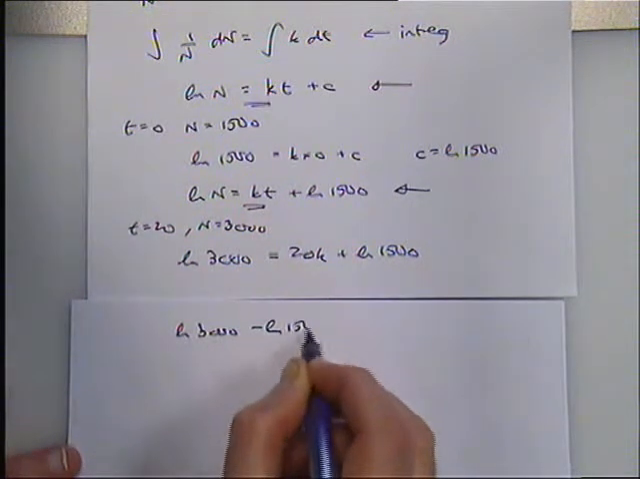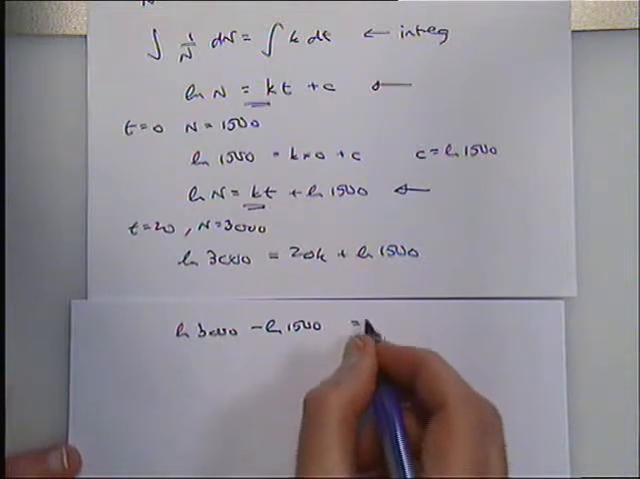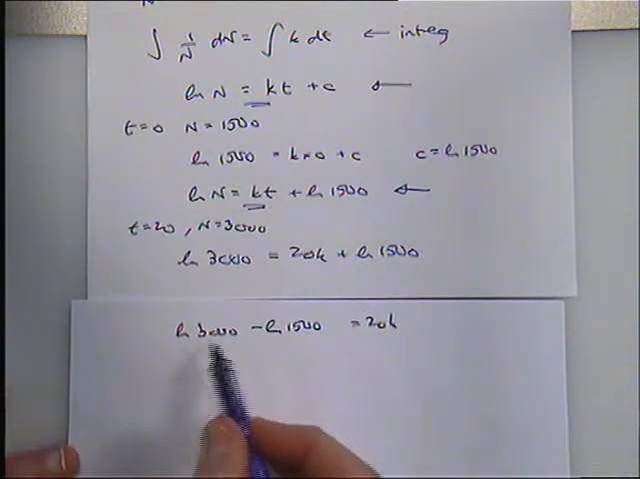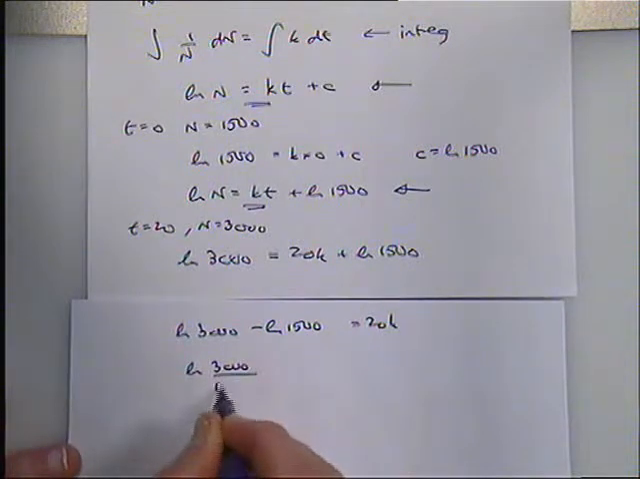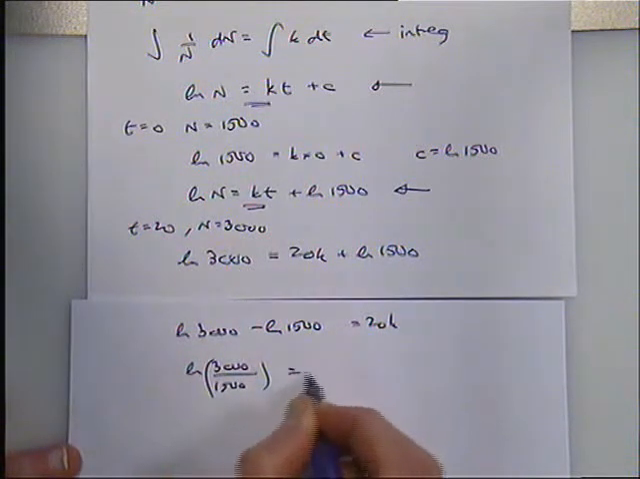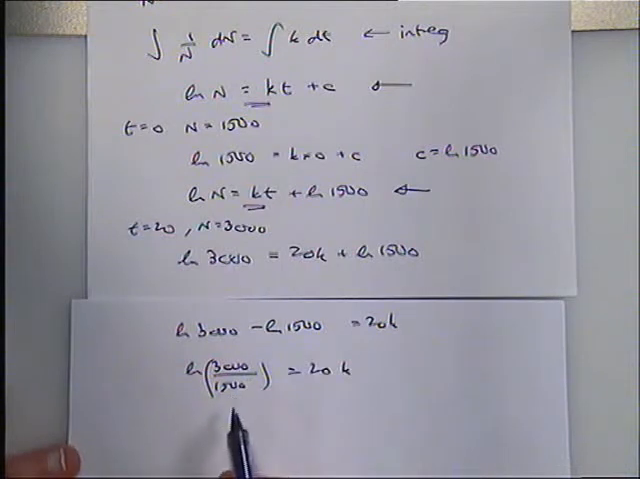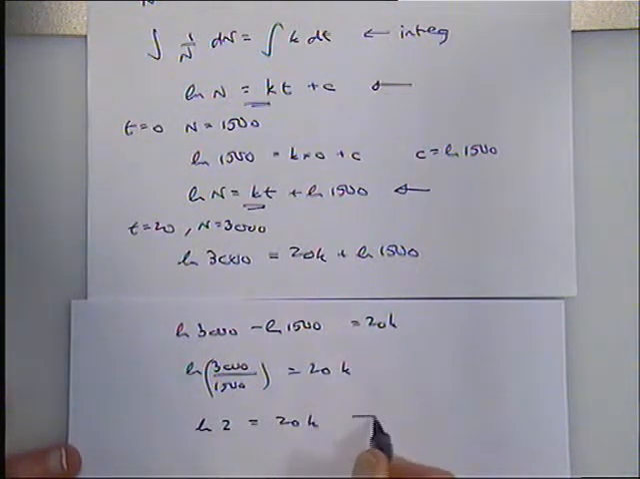Yeah, I'm going to do that in 2 steps. First of all, just bring that log across where it's negative. Then log of something, take away log of something is log of the first thing divided by the second thing. So this is log of 2 over here. So log of 2 equals 20k. Well, that tells you that k then must be log of 2 divided by 20.